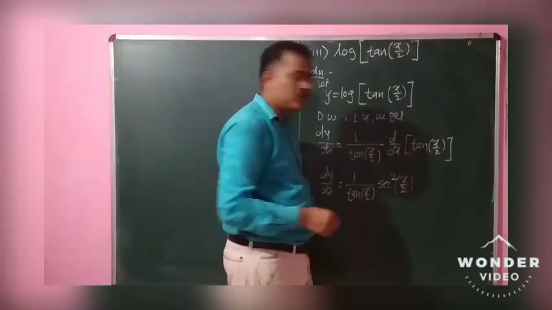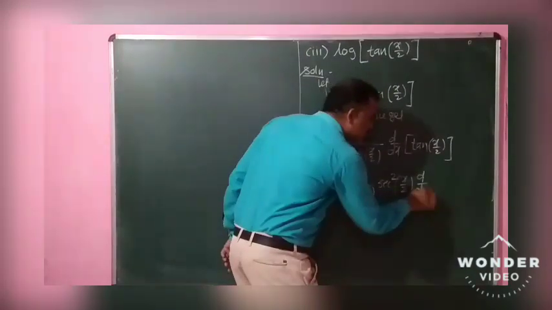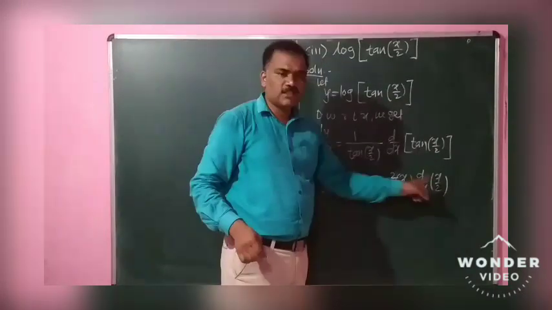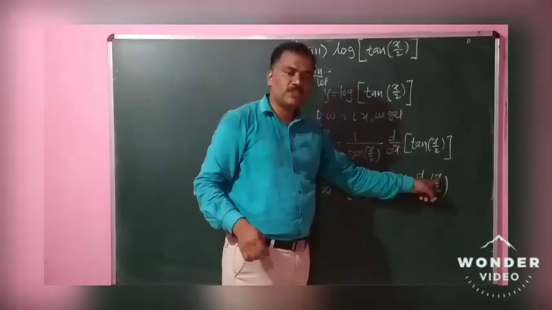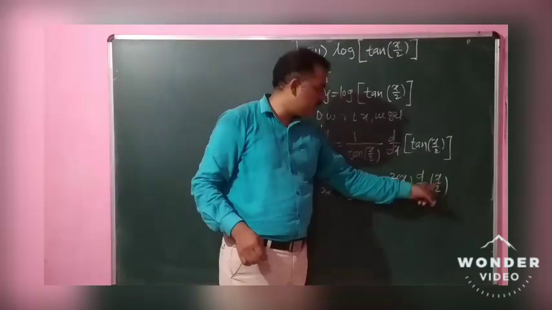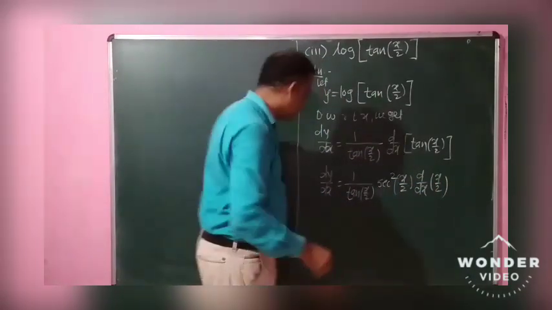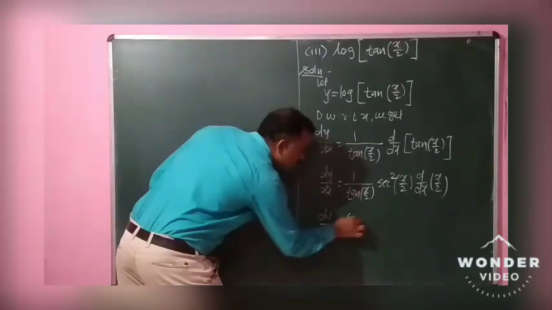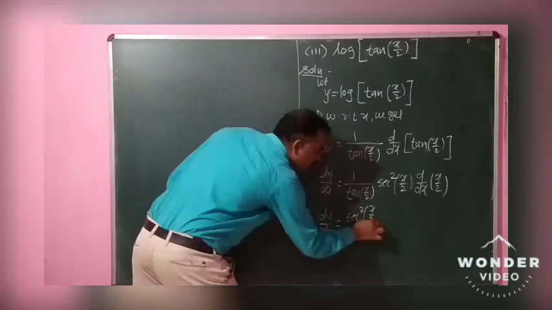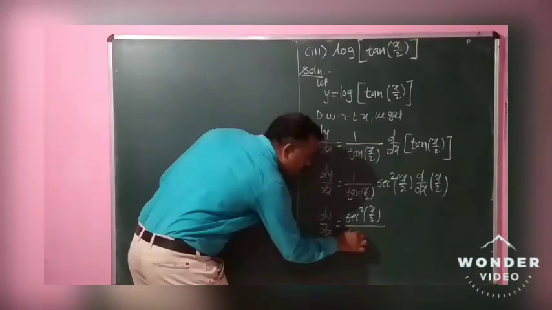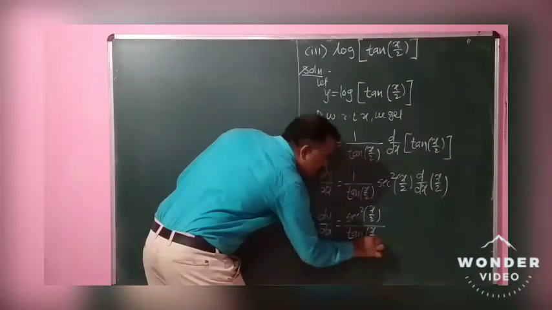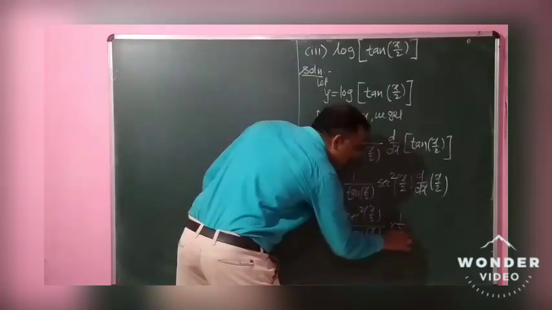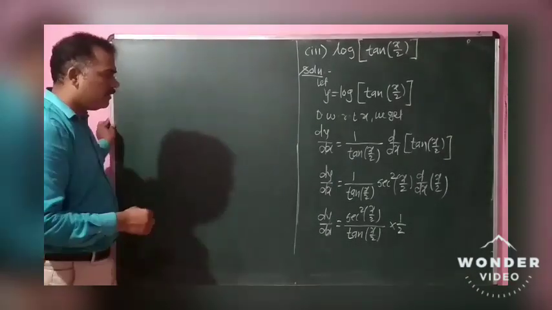After tan we have to take the derivative of x by 2. Derivative of x by 2 with respect to x, that is d dx of x by 2. Here 1 by 2 is a constant, we take it outside. Derivative of x with respect to x is 1. It means the derivative of x by 2 is 1 by 2. So we can write dy by dx is equal to sec square x by 2 divided by tan x by 2 into 1 by 2. Okay, we have to simplify this.